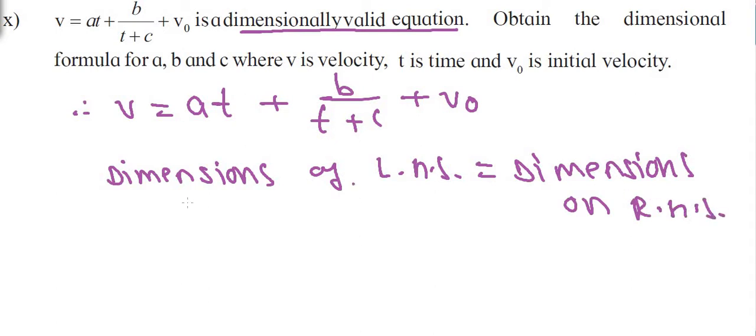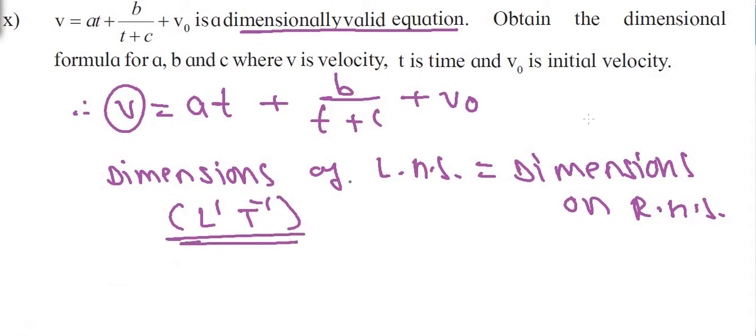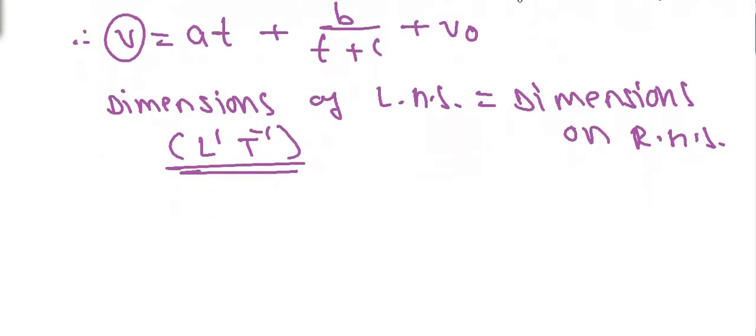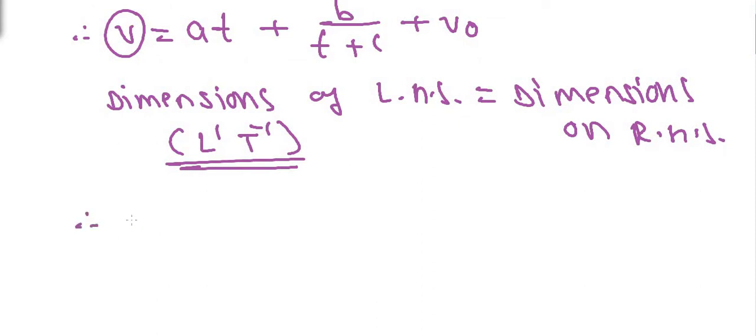Now what are the dimensions on LHS? It's velocity v. So the dimensions of velocity are meter per second is the unit, meter length raised to 1 per second, t raised to minus 1. So every term on the right hand side should have the dimensions L raised to 1 t raised to minus 1. Okay, so let us first start with at. So a into t should also have the dimensions L raised to 1 t raised to minus 1.